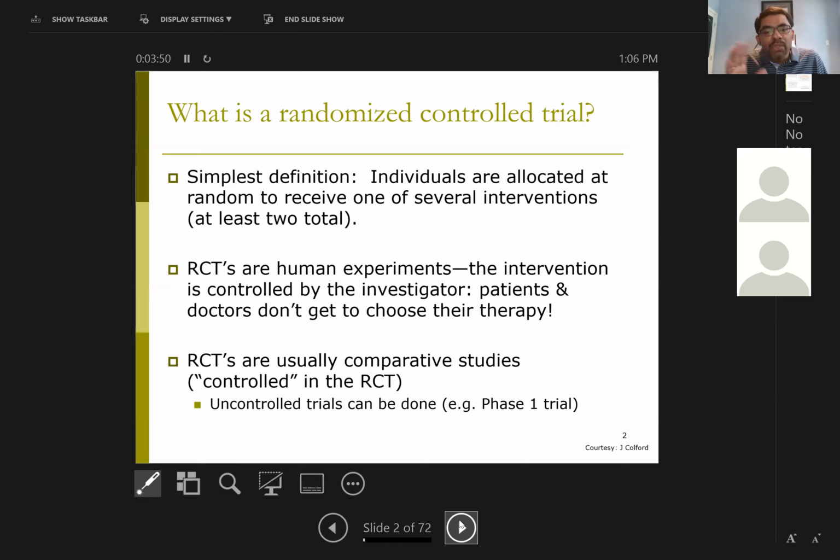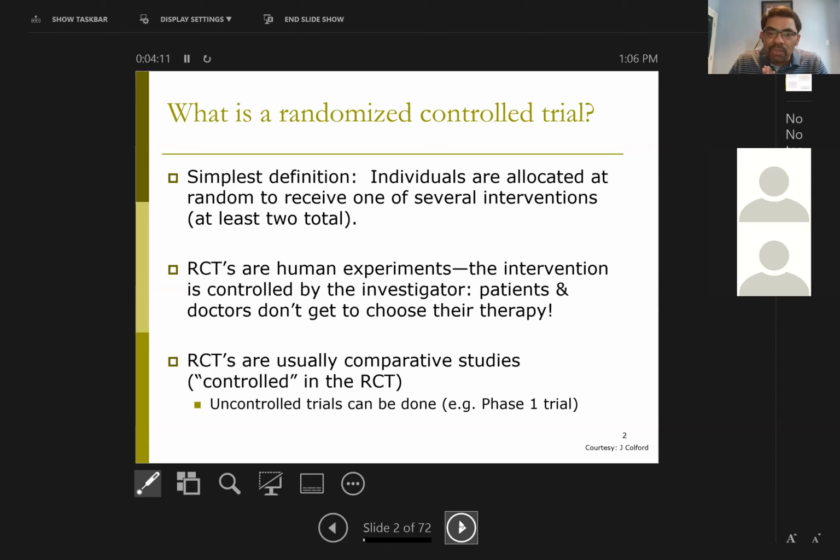Randomized controlled trials are usually comparative. So there's a control, the controlled in a controlled RCT. The C in RCT means randomized controlled trial. Control means there is a control arm. We can compare what happens to the hydroxychloroquine group against the group that got something else, right?